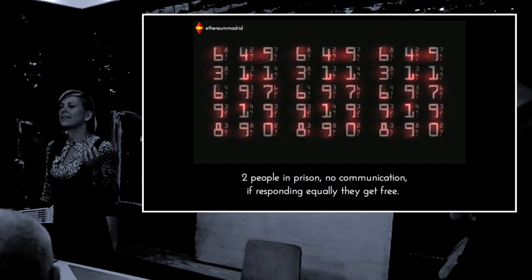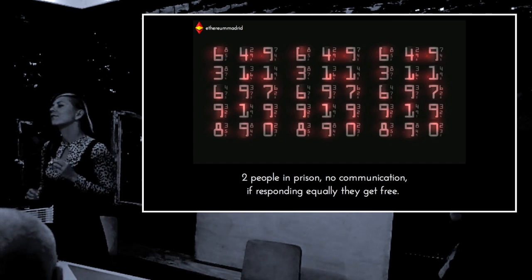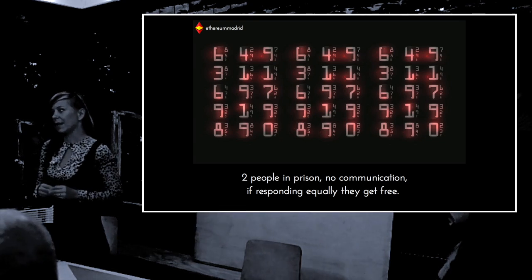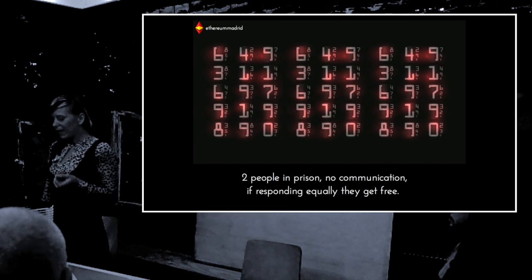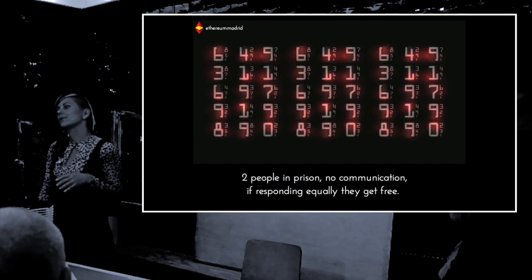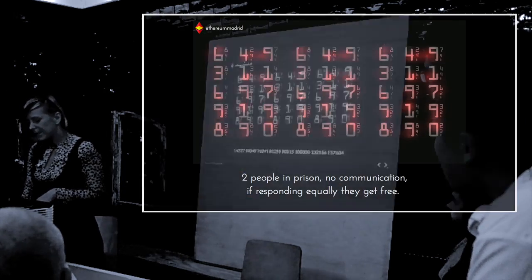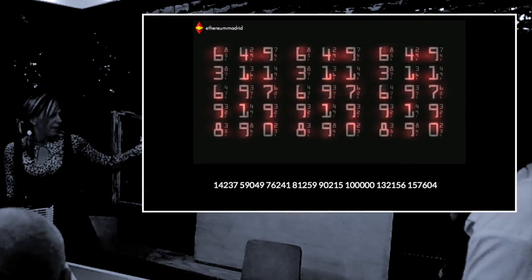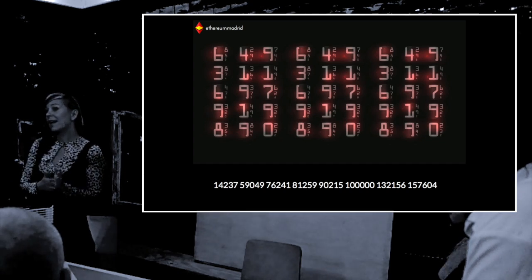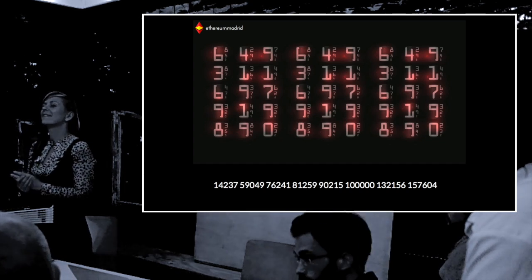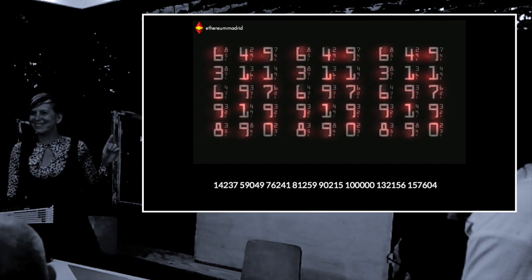Imagine you are in a castle, you and someone else. You don't know this person, and you have no possibility to speak with them. But you get a possibility to become free, only if you answer a task with the same response as the other person will. The task is to find a number in this line of numbers, which is 6 digits long, and it has to be the same number the other person will choose. So which number would you choose?